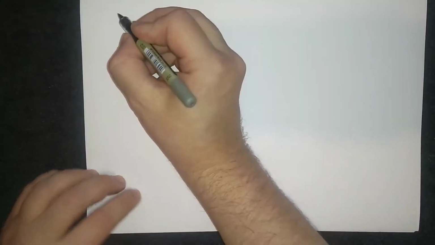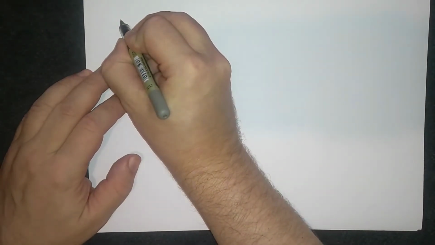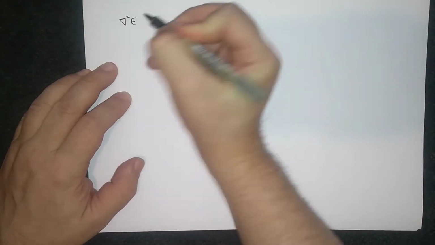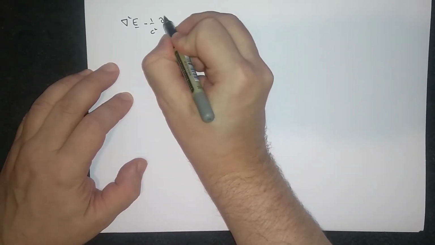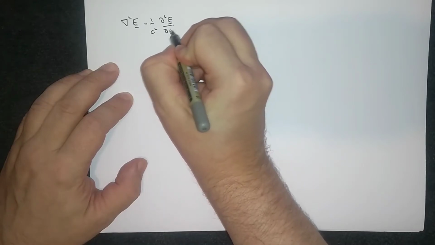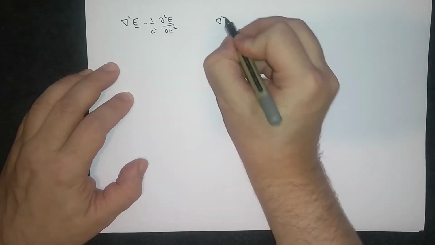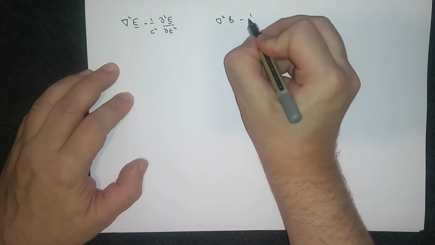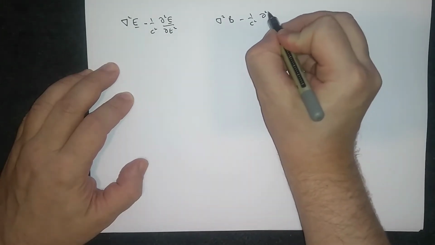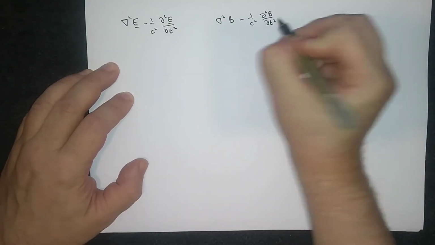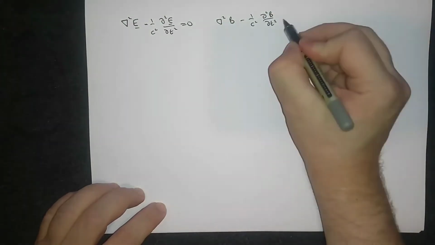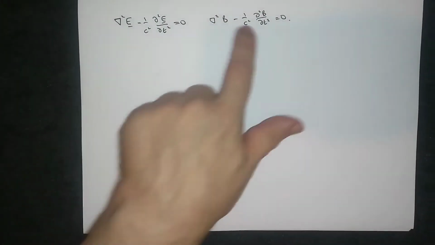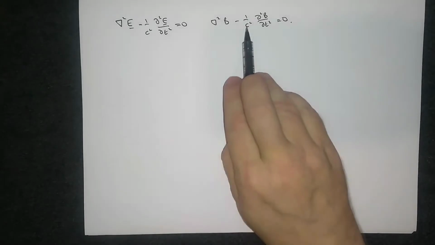We start by writing down the electric field. The electric field obeys the wave equation. Similarly, the magnetic field, the magnetic induction actually. If we're going through a uniform material, then the electric displacement and the magnetic field also obey the wave equation. Here the speed of light is c.